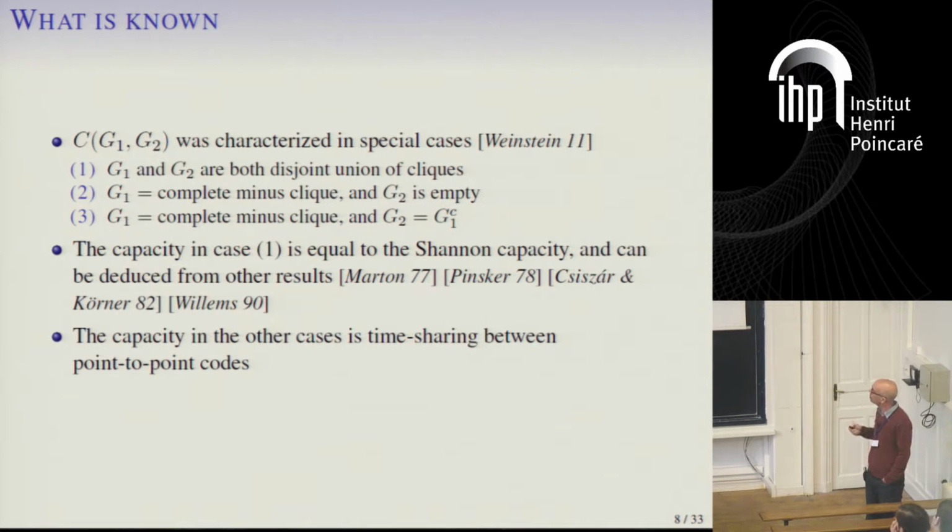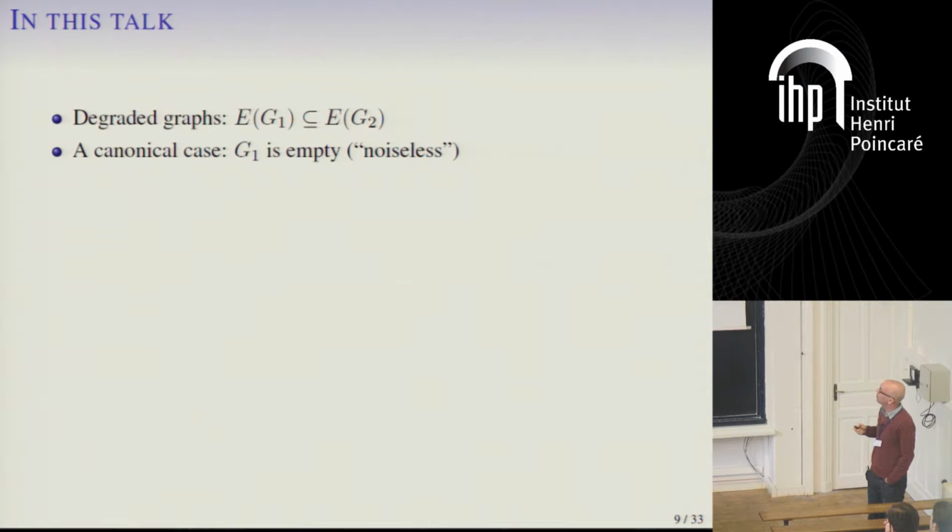And this can actually be deduced from other very old results by all these people. And the capacity in the other two cases is actually the worst that could be. It's just obtained by time sharing between two point-to-point strategies. So while these results are non-trivial, they're very specific. So what are we going to talk about?